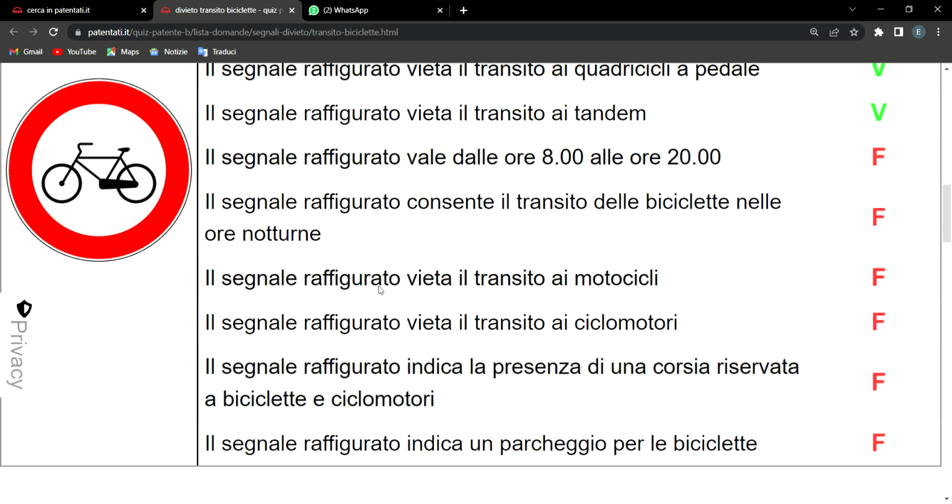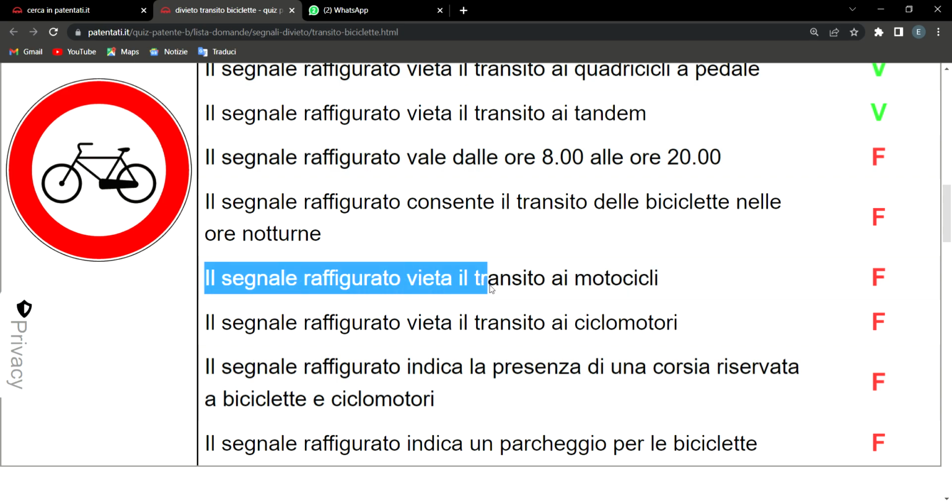Another one again says, il segnale raffigurato vieta il transito ai motocicli. So motocicli and bicicletta, they are not the same. Motocicli is normal motorbike. So normal motorbike and bicycle, they are not the same. So on the road that has this very sign, normal motorbike can transit. And we are repeating it again: the only thing that cannot transit on this road is bicycle. Anything outside bicycle can transit on this very road. So the question says, il segnale raffigurato vieta il transito ai motocicli. È falso. Because on this very road that has this very sign, motorcycle can transit.